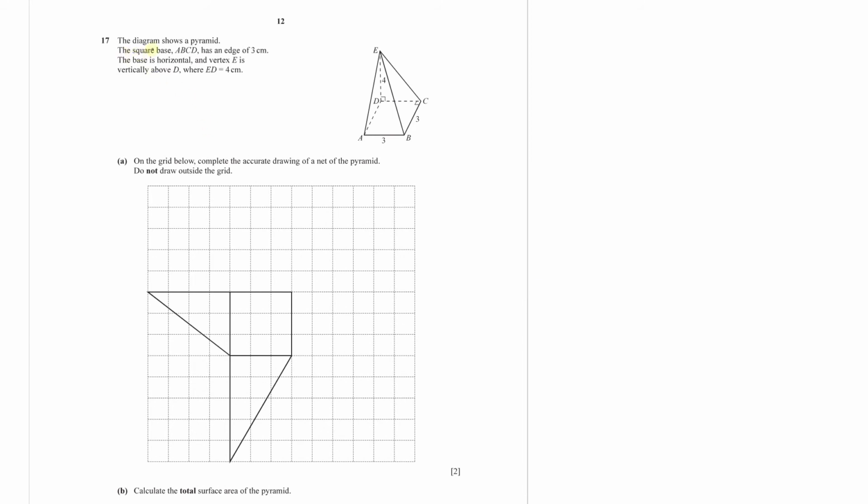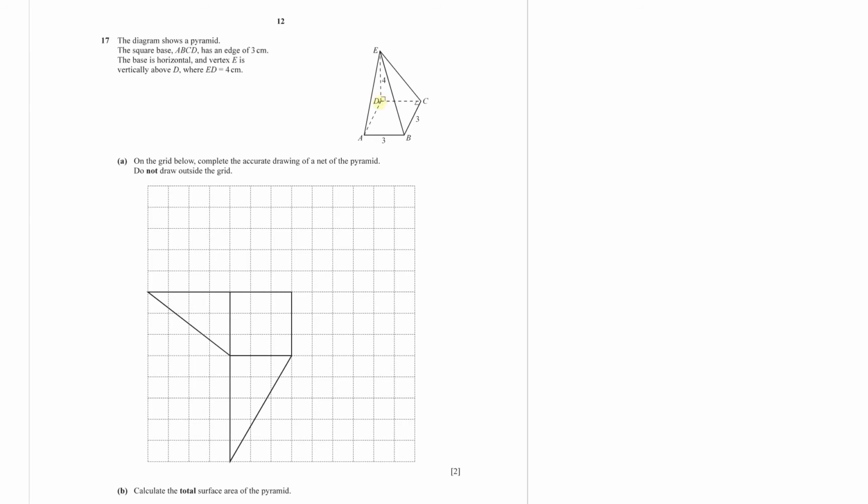Question number 17 is, the diagram shows a pyramid. The square base ABCD, so this base is a square, has an edge of 3 centimeter. So all four sides will be 3. The base is horizontal, and the vertex E is vertically above D, where ED is 4 centimeters.